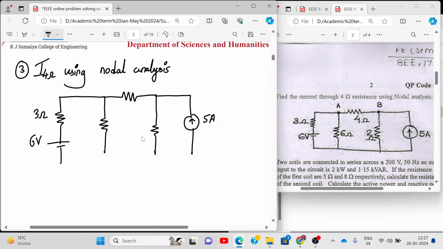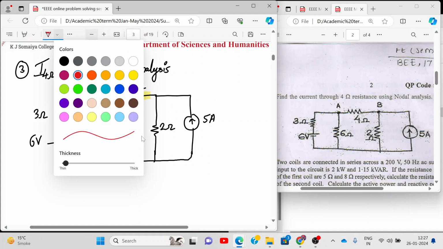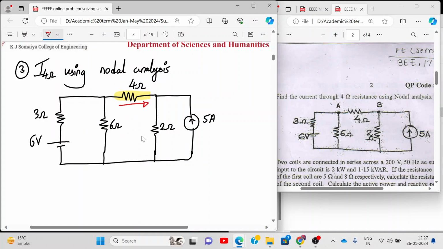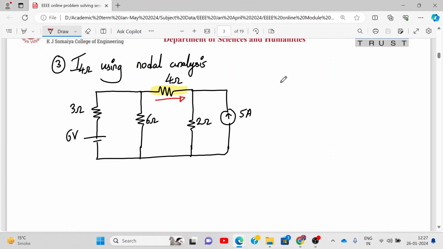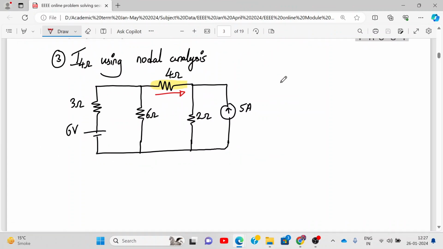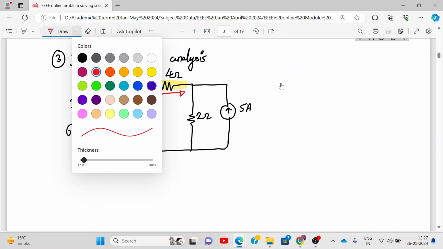This is 5 ampere. This will be 6 ohm, 4 ohm, 2 ohm. Alright. So my 4 ohm resistance is here. So let me mark the current over here as this one. This is the value of current we want to find out. So please note down the diagrams quickly. And now we will start with the analysis. Okay? Shall we begin?